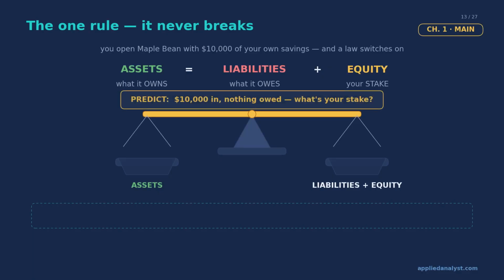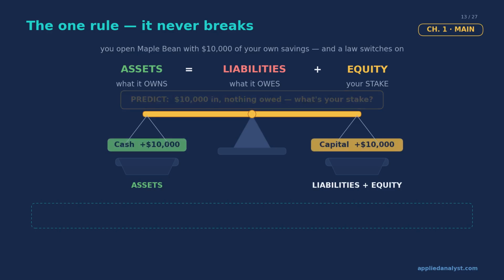Before I draw it, predict. 10,000 in, nothing owed yet. What's your stake? Picture a balance scale. On the left pan, 10,000 of cash, what the shop owns. On the right pan, 10,000 of your ownership. Level. And here's how I think about it.